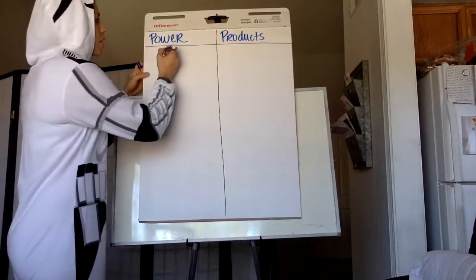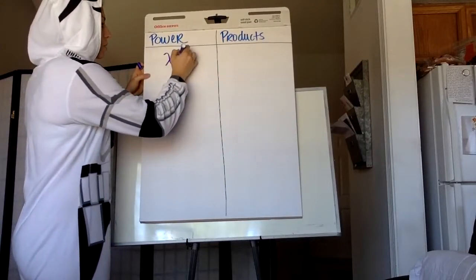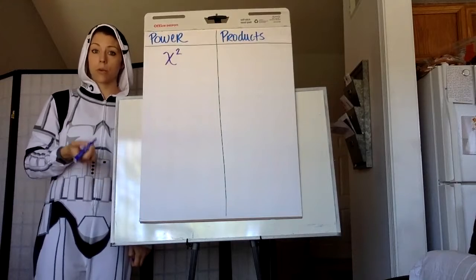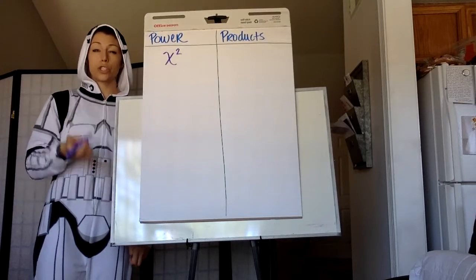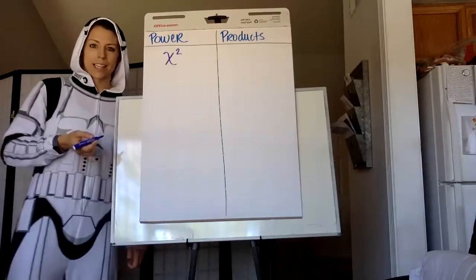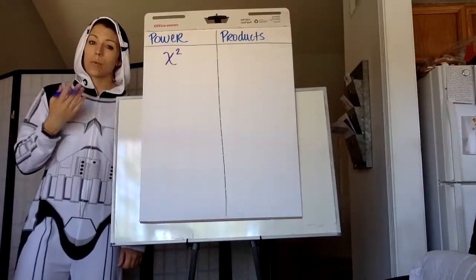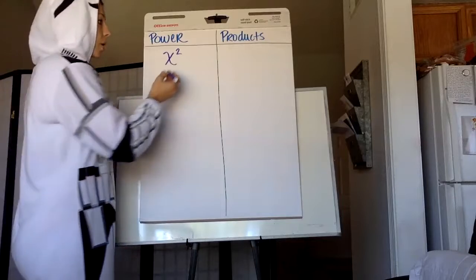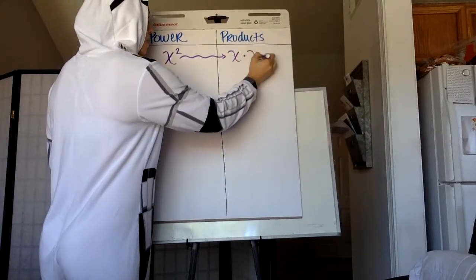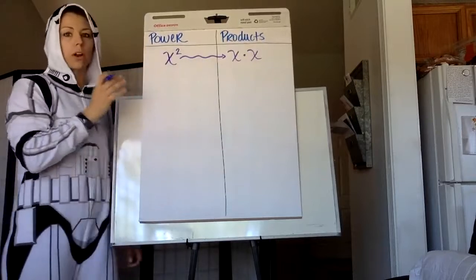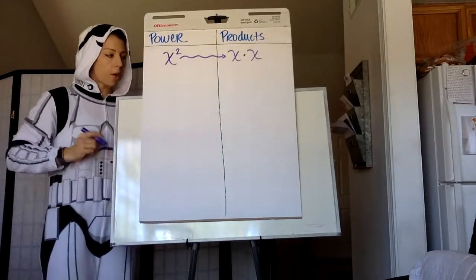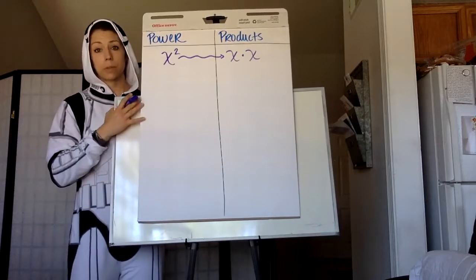If I gave you the power x squared, and I asked you to write that power as a product, what would you say? Would you say x plus x? Well, I don't think x plus x is what x squared means. So what would you say is equivalent to x squared? I would say x times x. So every power can be written as an equivalent product. That's the idea. Powers mean repeated multiplication.